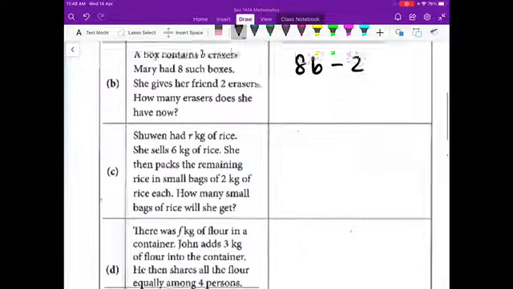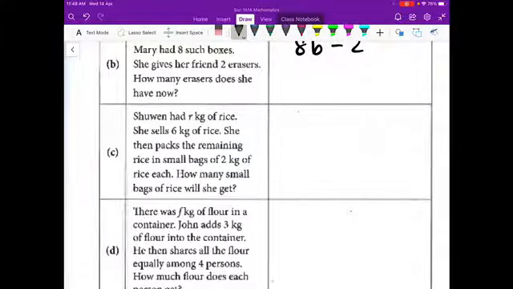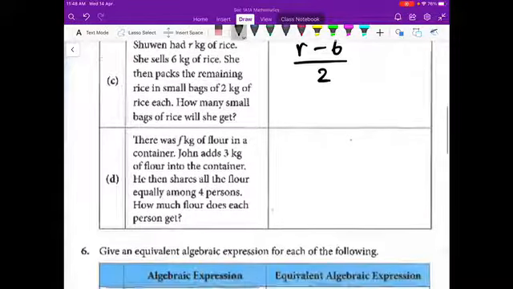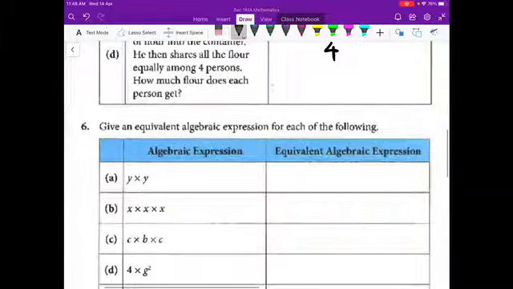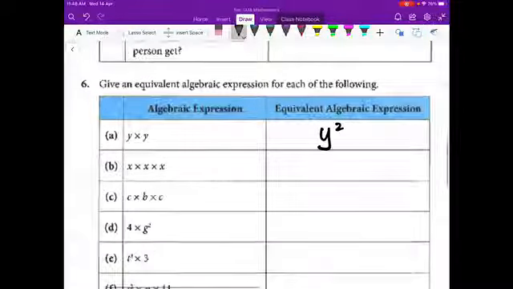Okay, next. R minus 6 over 2. She had R kg, take away 6, pack into 2 kg. Correct. Have you done the next one? Okay, answer. F plus 3 out of 4. Okay, correct. Y to the power of 2, or you can call it Y squared. Okay? Next question.